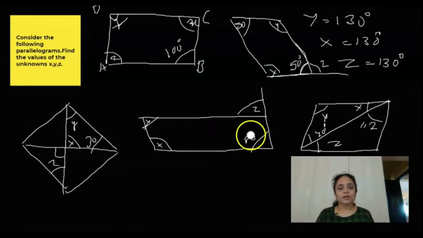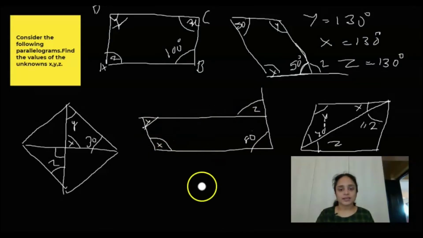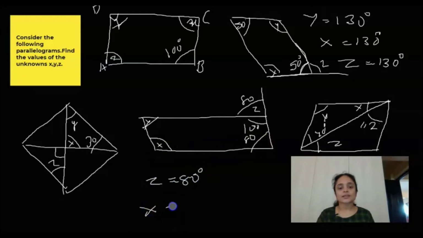Okay, this fourth figure, we have to find x, y and z. X is here, y is here and z is here. So we can find this angle because these are adjacent angles and this will be 100 degrees. So z will be 80 degrees. And x is equal to, these are adjacent angles, 180 minus 80, so 100 degrees, and y equals 80 degrees.